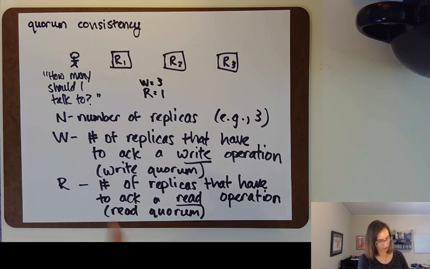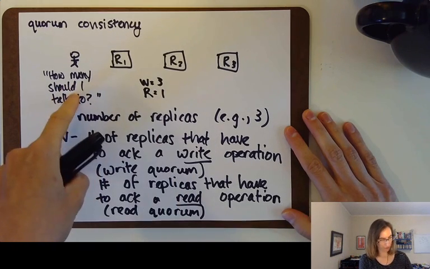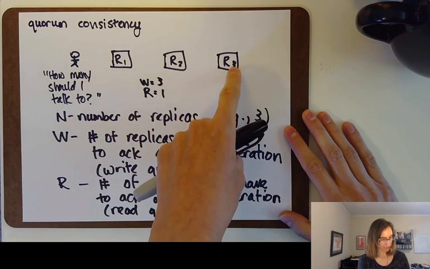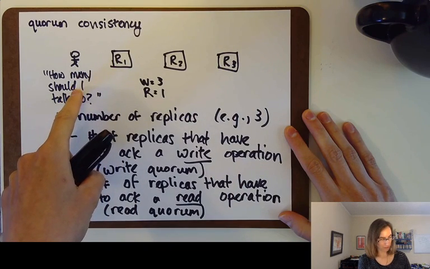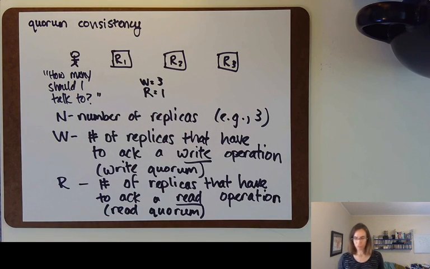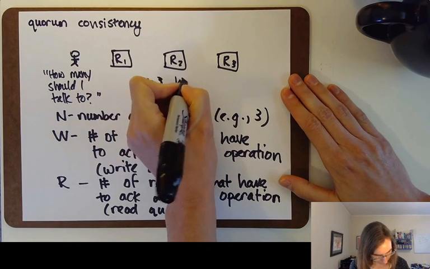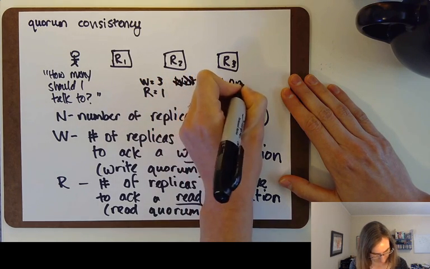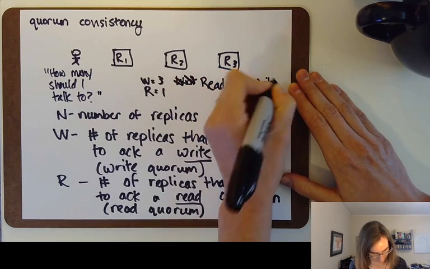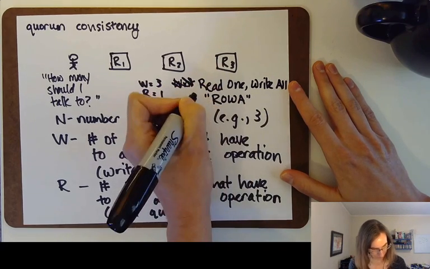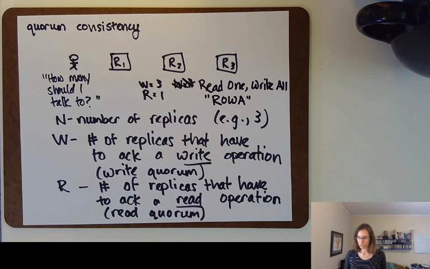So if 3 replicas need to acknowledge a write before you consider that write to have completed, then if you write to all 3, then if you do a read, you know that you're going to read that write. So this is a very popular setting, sometimes called write 1, or excuse me, read 1, write all, or ROWA. So this actually does give you strong consistency.